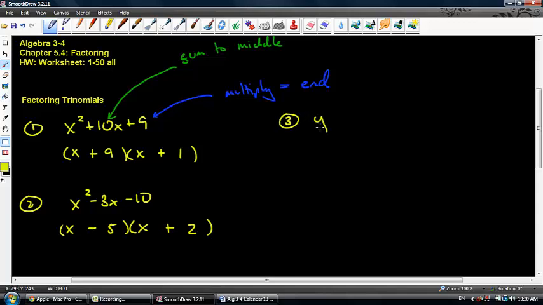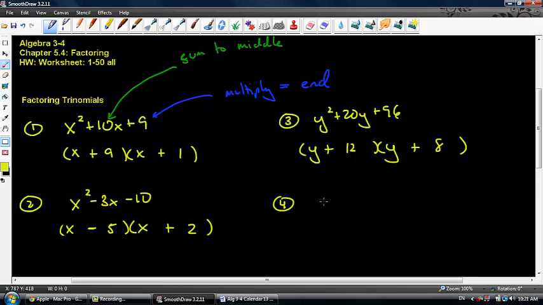How about something like y squared plus 20y plus 96? Again, y's are going to get split apart. I have double positives, which means my symbols are going to be easy. I need two numbers that multiply to 96 and add to 20. That is 12 and 8. Again, you just have to keep doing a bunch, and then eventually your combinations start getting a little faster.